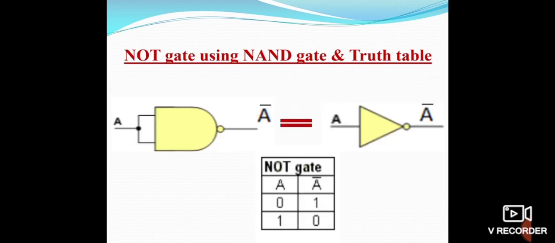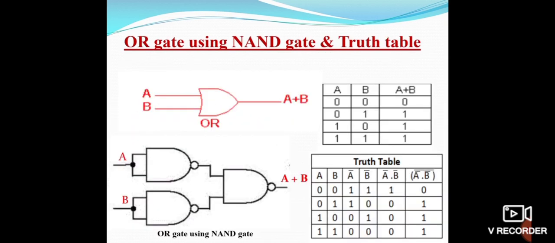Now moving on to our topic, we are going to construct NOT gate, AND gate and OR gate using NAND gate. So you already know this is the logic symbol for a NOT gate. This is the input A and this is the output A bar, and this is the truth table. If input is low, the output will be high, and if the input is high, the output will be low. So if the input is 1, the output will be 0, and if it is 0, the output will be 1.